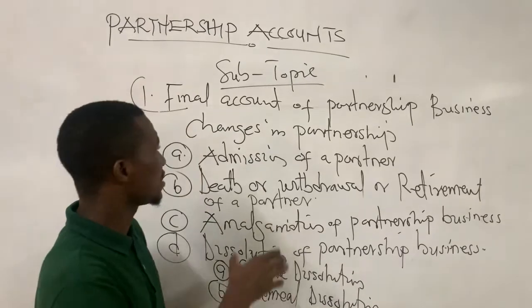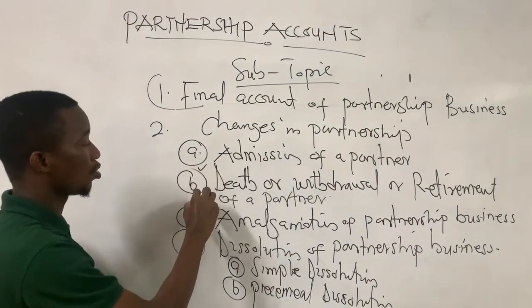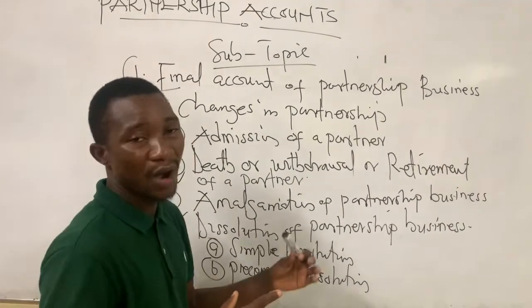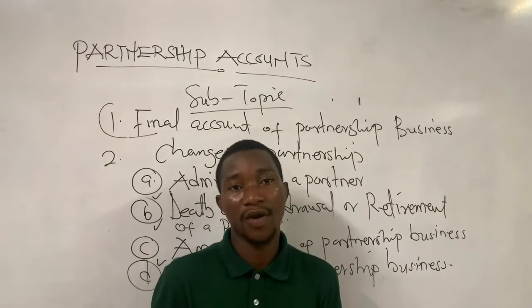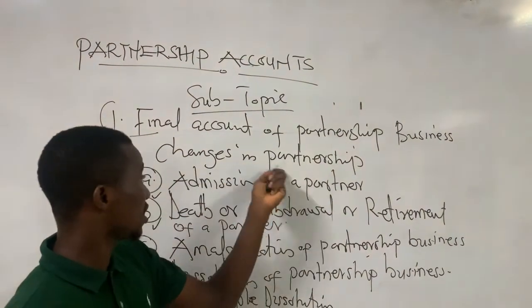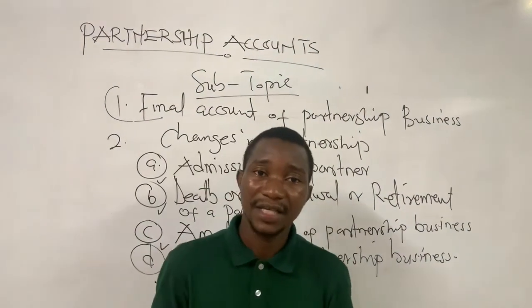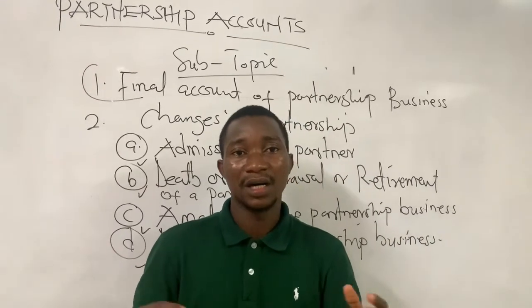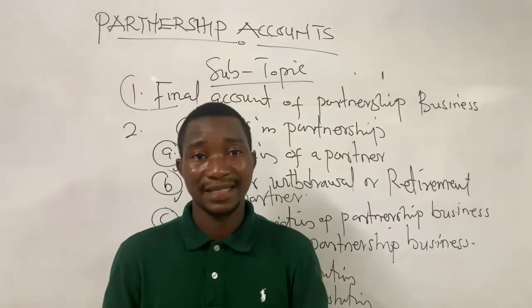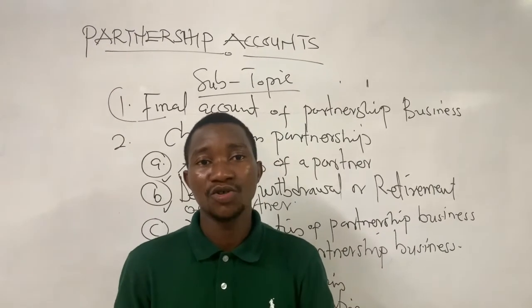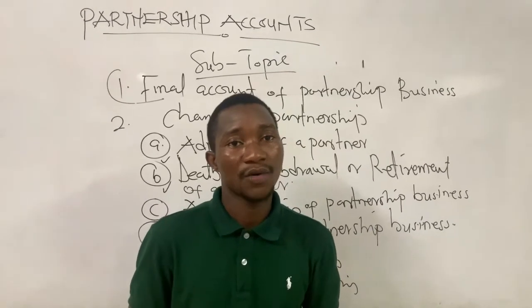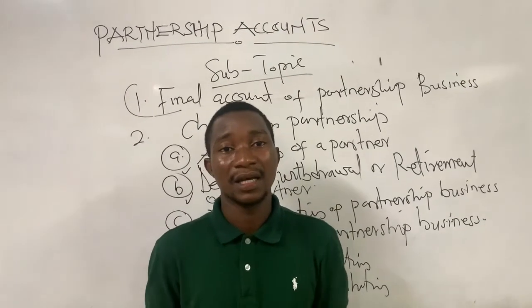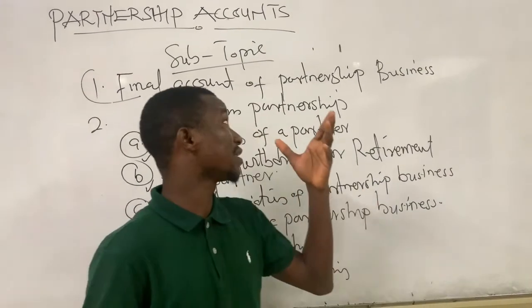And these four changes in partnership business may give rise to certain things. One, it may lead to changes in the profit and loss sharing ratio, if there is any. It may also bring about the revaluation of their assets and liabilities. And it may also lead to the valuation of their goodwill. So we are going to look at how we value goodwill, and how we value our assets and liabilities. We are going to take them one after the other.